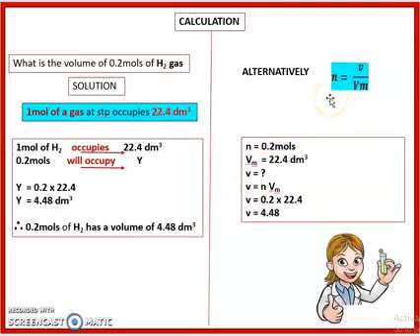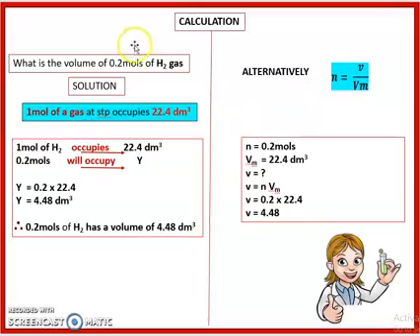Alternatively, we can still use the formula method, because this one is the proportion method. We can still use the formula method. N, which is amount, equals the volume of the substance over molar volume, which is Vm. N equals V over Vm. N is amount, which is number of moles. Then V is the volume of the substance. Then Vm is the molar volume. Molar volume is the volume of any gas at STP, which is 22.4 dm3.